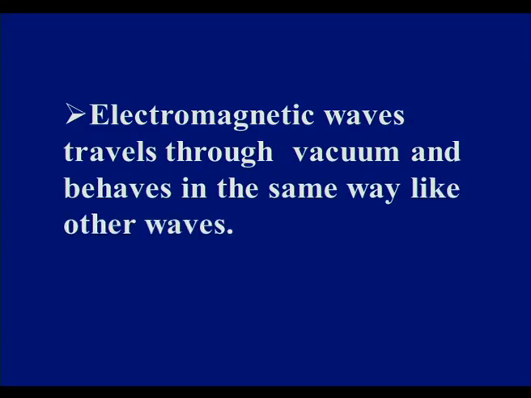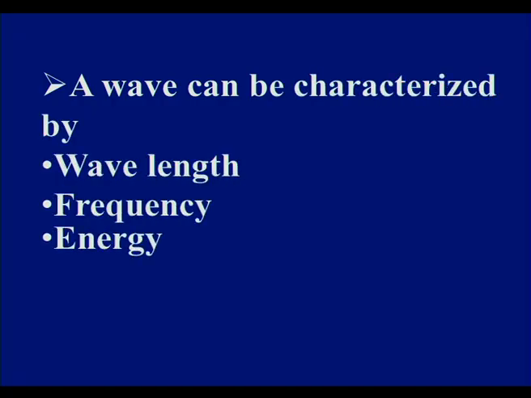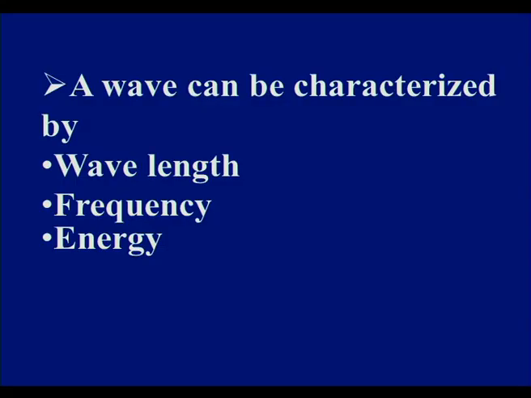Electromagnetic waves travel through vacuum and behave in the same way as other waves. A wave can be characterized by wavelength, frequency and energy. Children, here you focus on how other waves are propagating and behaving. The difference is, other waves need a medium for propagation, and electromagnetic waves do not require any medium; in the absence of a medium also they can propagate. And here, like other waves, these waves can be characterized by wavelength, frequency and energy.